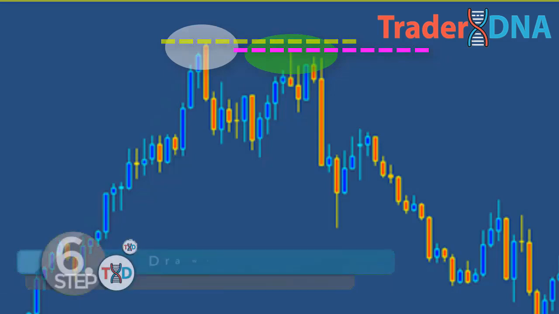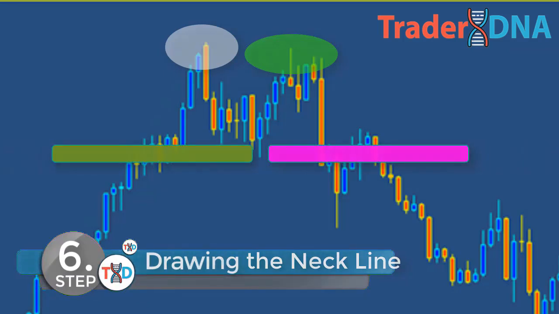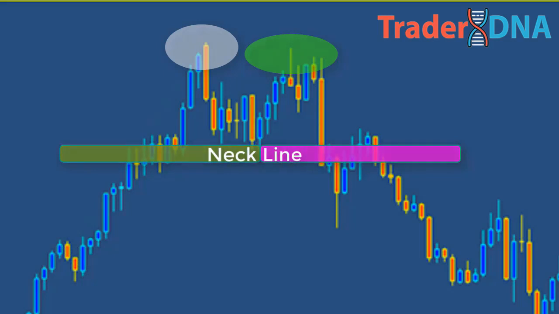Step 6. Drawing the neckline. The sixth step of our trade identification process is to plot the actual neckline of the pattern. To do this, you need to reference the swing bottom, which is located between the two tops. Then you would draw a horizontal line at this level. This would be the double top neckline.